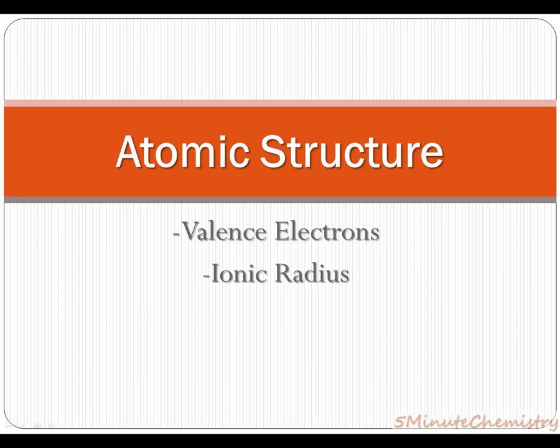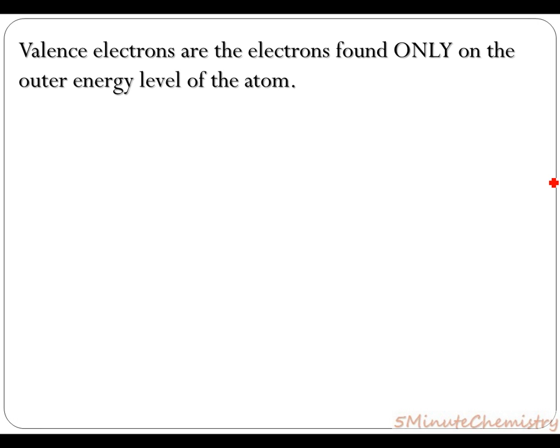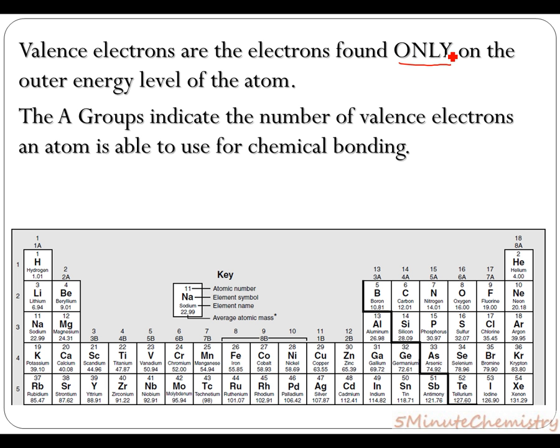Okay, let's continue now. We are going to talk about valence electrons and ionic radius today. So, kicking it off, valence electrons are the electrons found only on the outer energy level of the atom.